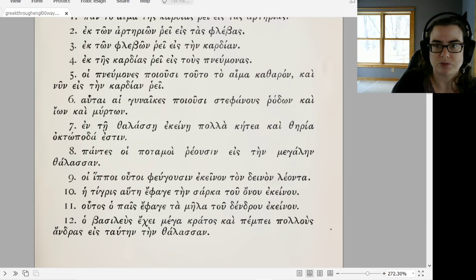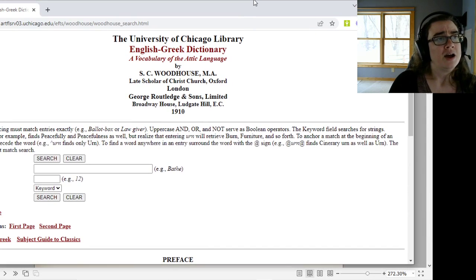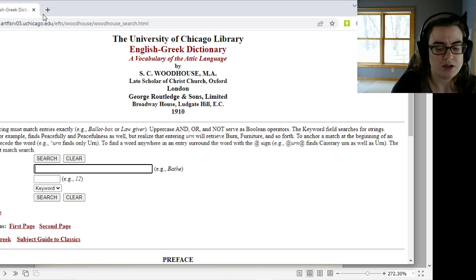All right, what? Woodhouse. Woodhouse Greek Dictionary. Okay, here we go. The Woodhouse Greek Dictionary from 1910, which is searchable. It's not perfectly searchable, I'm sure. I mean, they've got all these things like punctuation and spacing must match entries exactly. Uppercase, blah blah blah. So it's a thing, but nevertheless, let's search for ivy.